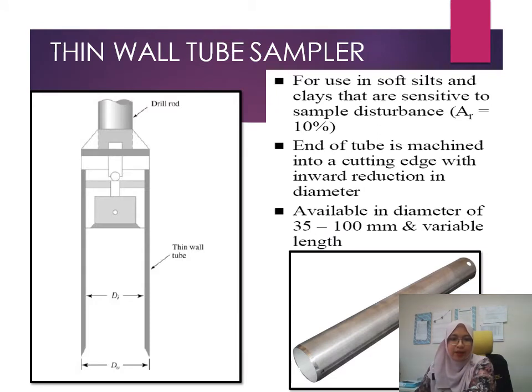Next is the thin wall tube sampler. This kind of sampler is suitable for soft silt and clay, which are sensitive to sample disturbance. From this type of sampler, we can produce a less disturbed or undisturbed sample. Why? Because the wall of the sampler is very thin, so it can reduce the friction between the sampler and the soil.